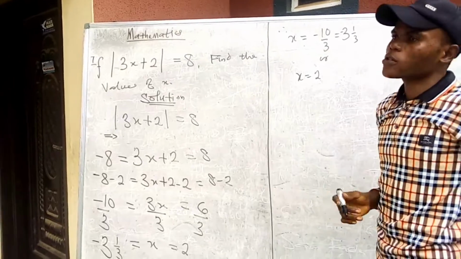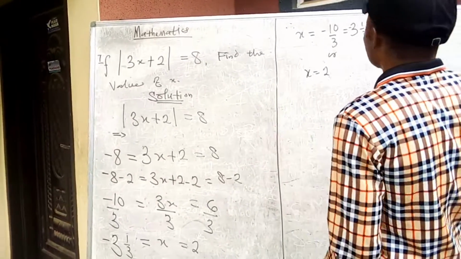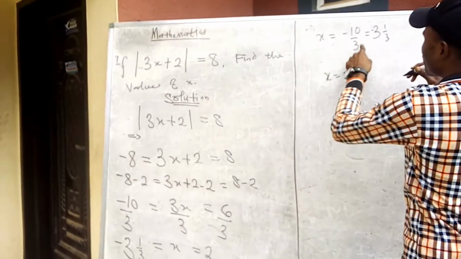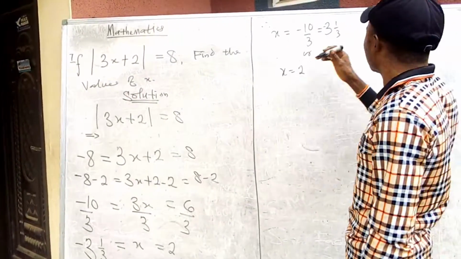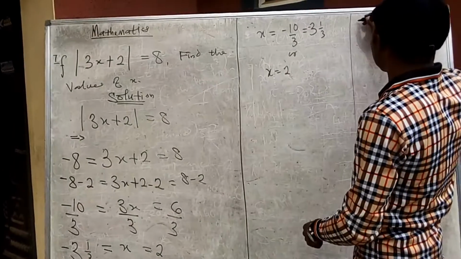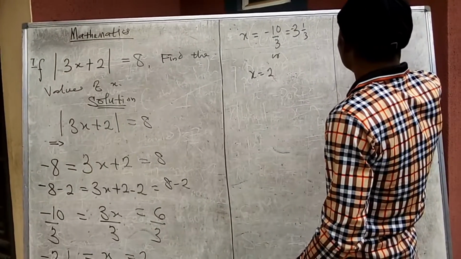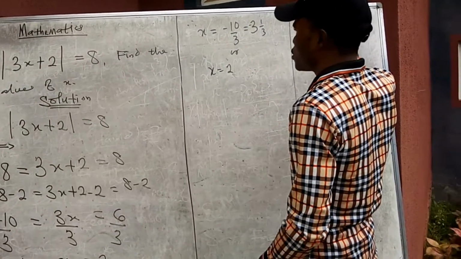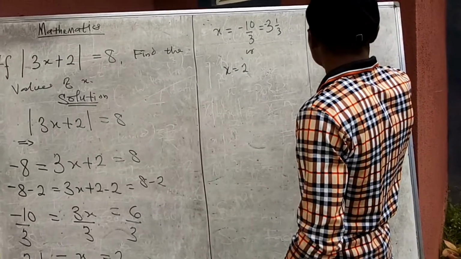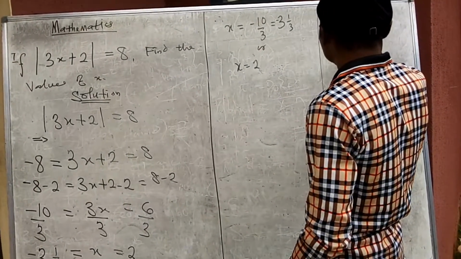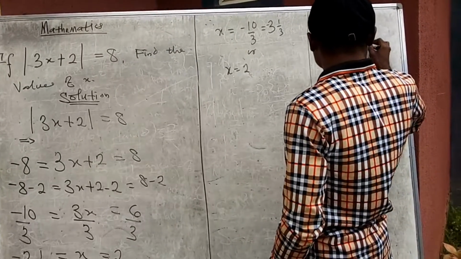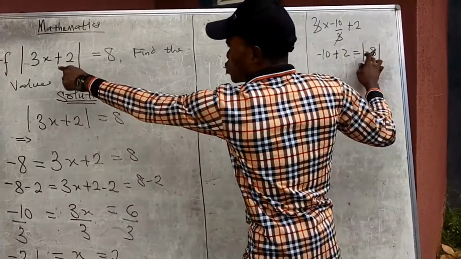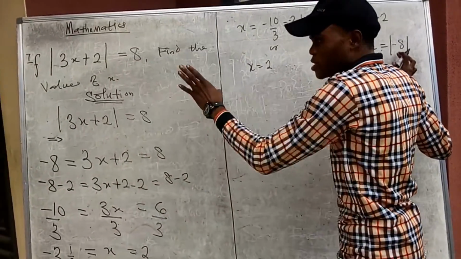Now let us check and see whether we are right or not. So let us put negative 10 over 3 into this equation. If we put that, we have 3 multiplied by negative 10 over 3 plus 2. Of course, you know that this 3 and this 3 will cancel, so that you are left with negative 10 plus 2. Negative 10 plus 2 will give you negative 8. But because of this absolute value, it considers it as positive 8.